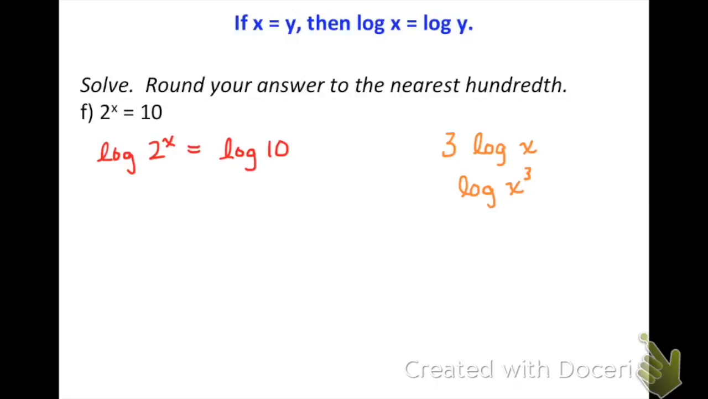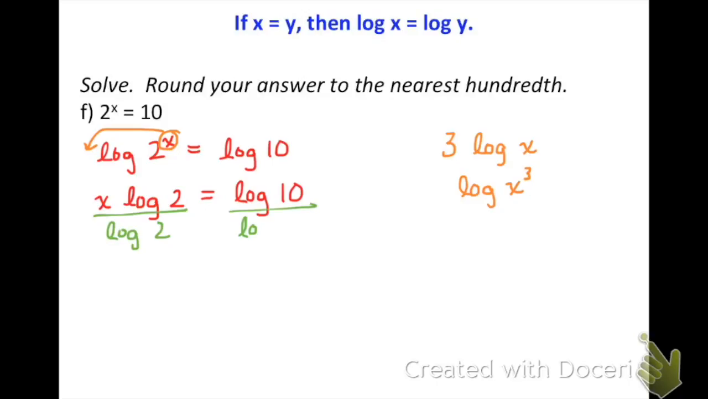What I'm going to do here is I'm going to reverse that property. I'm going to take this x and bring it around front so that I will have x log 2 equals log 10. And that gets that variable out of the exponent for me. So now to get x alone, x is multiplied by the log of 2, so I'm just going to divide by the log of 2 on both sides.